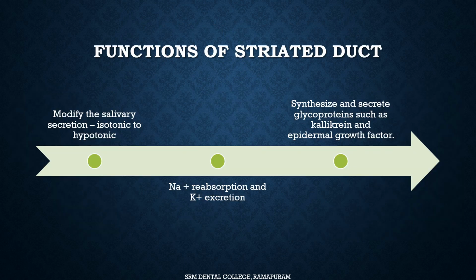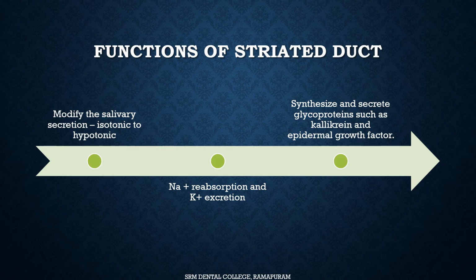So what are the functions of the striated duct? The first function of your striated duct is to modify saliva. The saliva that is usually produced by your acini is isotonic in nature. This isotonic saliva is converted to hypotonic saliva by the action of your striated duct.